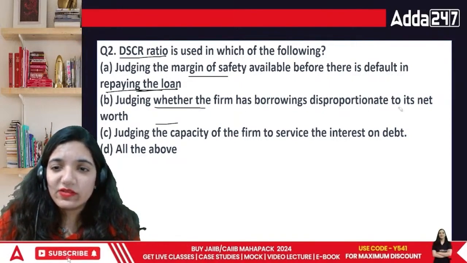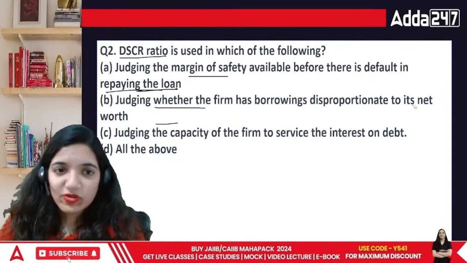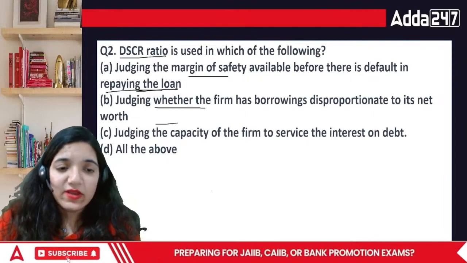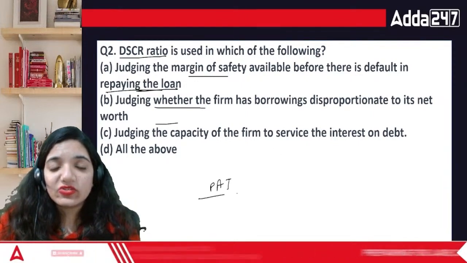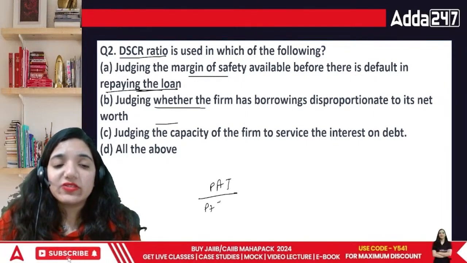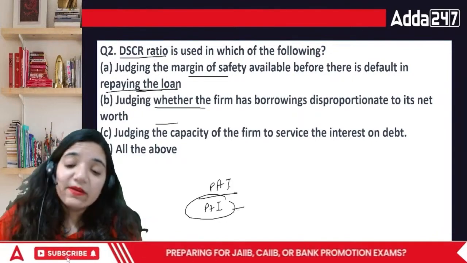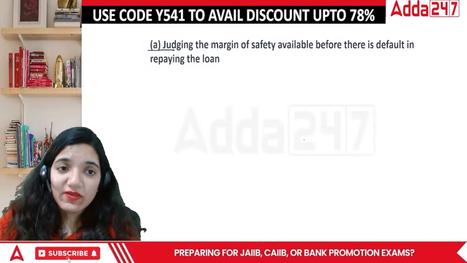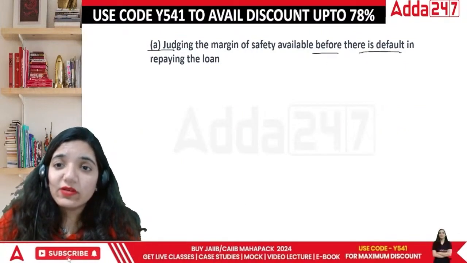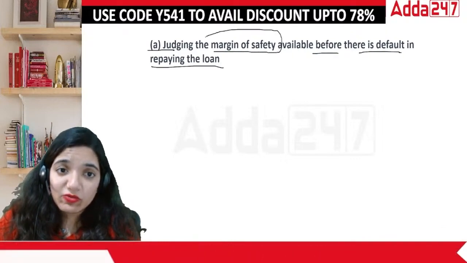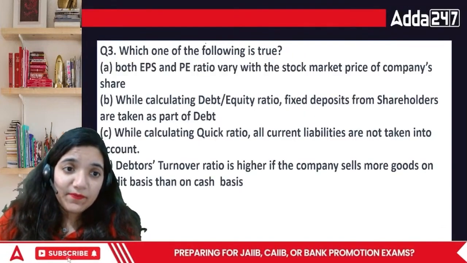B talks about disproportionate borrowing. It doesn't talk about disproportionate borrowing. It asks you what is the profit you have, in context with your principal plus interest. Any kind of principal repayments that you have to make, or any kind of interest repayments, that is why it is called debt service. So before the default of repayment of the loan, what is the amount that you normally have in your pocket?